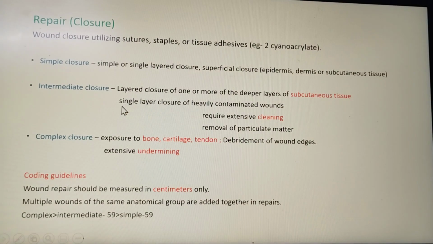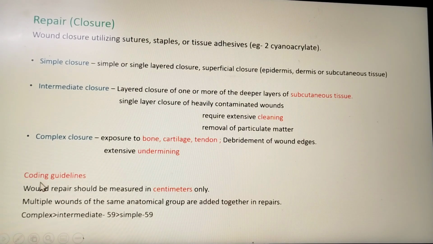Or if the surgeon is performing a single layer closure of heavily contaminated wounds. If wounds are having any contaminated particles like soil, glass particles, removal of particulate matter which requires extensive cleaning, all these come under intermediate closure. Even though he is performing single layer, he has to do some extra work. That's why it is called intermediate closure. And coming to the third one, complex closure. Complex closure means exposure to bone, tendon, cartilage, or debridement of wound edges or extensive undermining. If these are involved, then it comes under complex closure.